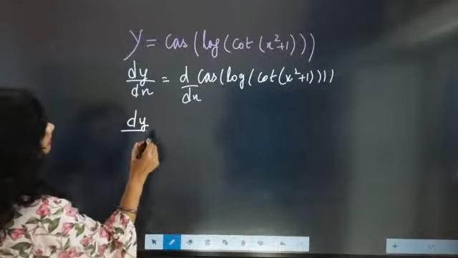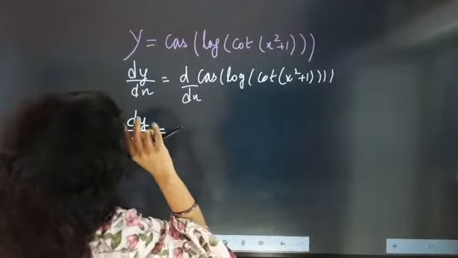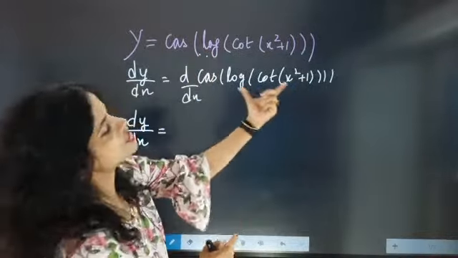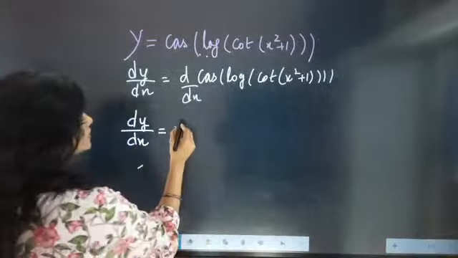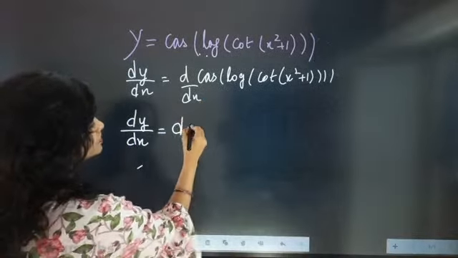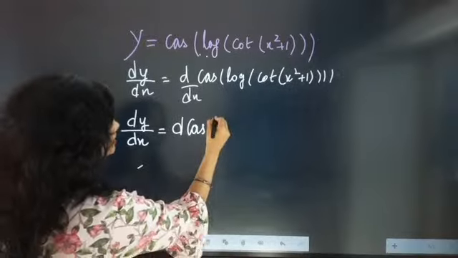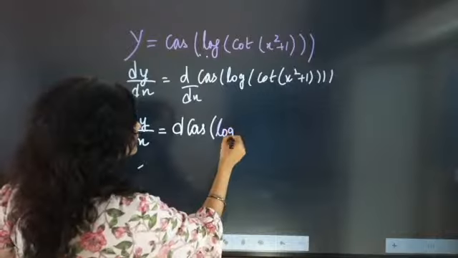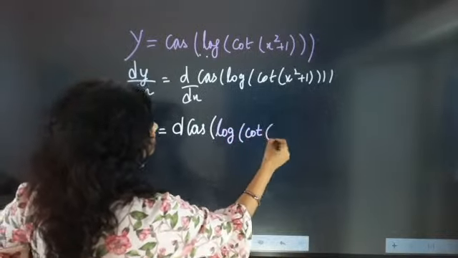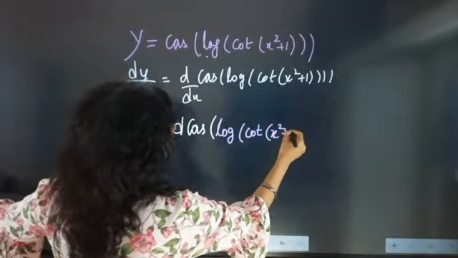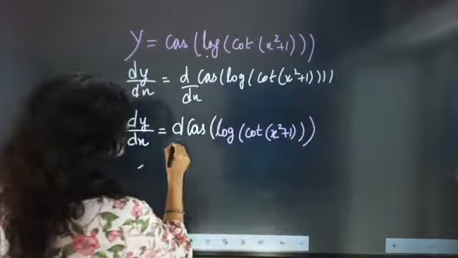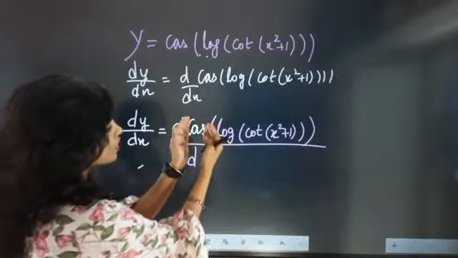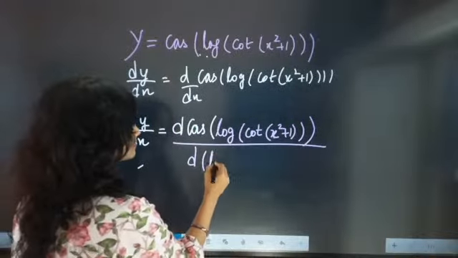So now dy by dx will be equal to, first work is remove cos. After this cos, whatever is there, if we will differentiate with respect to them, cos work will be done. So now Gautam, pay attention, everyone pay attention. I am just writing differentiation of cos. Inside part is log cot x square plus 1. Now cos over, now after cos what is there? Right here.